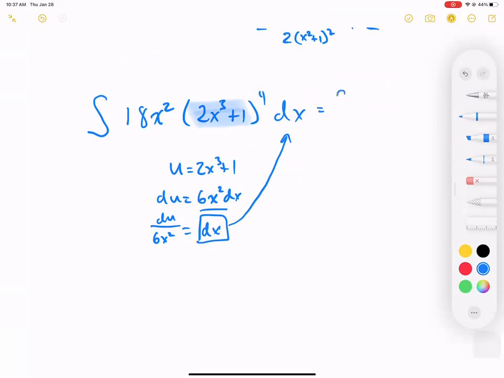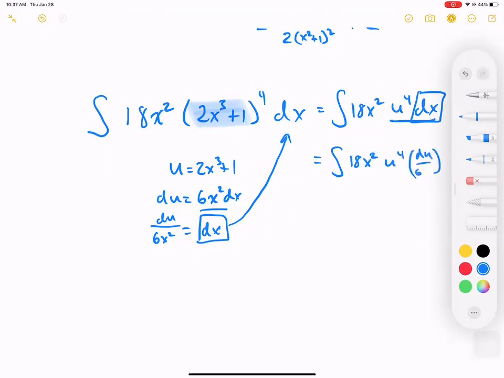This is equal to the integral of 18x squared. This became a u to the 4th power dx, right? We can't deal with u to the 4th and dx. We're still going to have to get rid of this dx here. The next step is going to be integral 18x squared, u to the 4th, replace it with du over 6x squared. You should notice that variables will continue to cancel out. The x squared and the x squared and the 6 and the 18 will simplify out to become the integral of 3u to the 4th du.